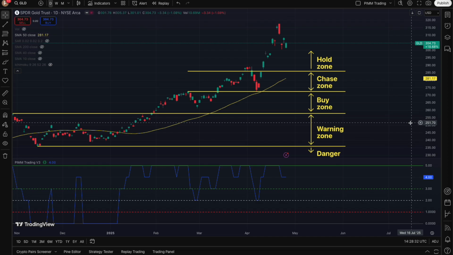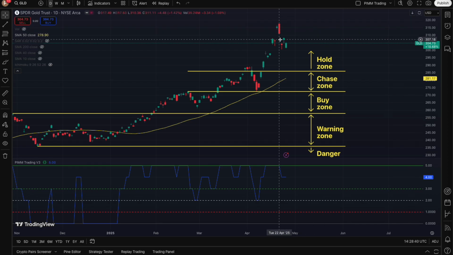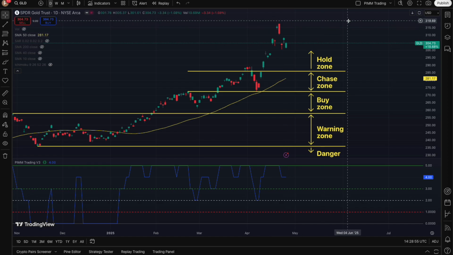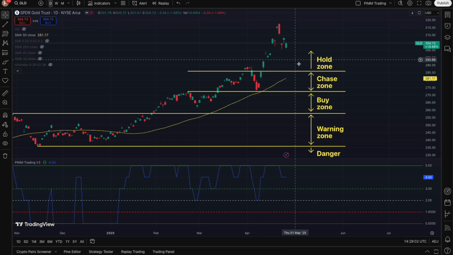As you can see, on Tuesday the price fell, big red candle, and ended lower in the week. So it started with a gap up and fell below. We don't know if it's going to keep going downward or if it's going to go upward, but this is just a reminder that once you're in the hold zone, it could reverse and fall back down.